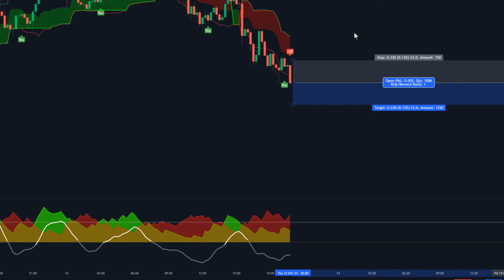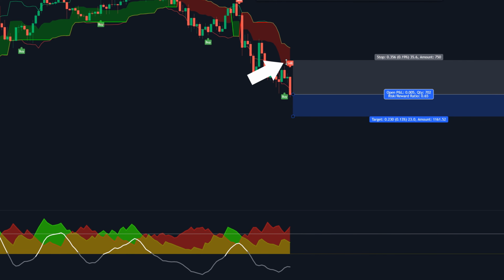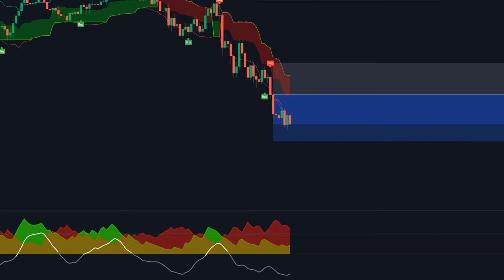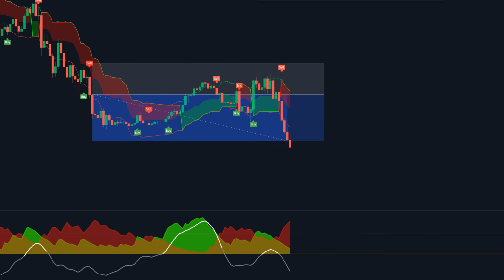The stop loss is going to be set at the most recent swing high or above this yellow line. For the take profit, we're going to set it at 1.5 times the risk. We let this trade run and take profit.